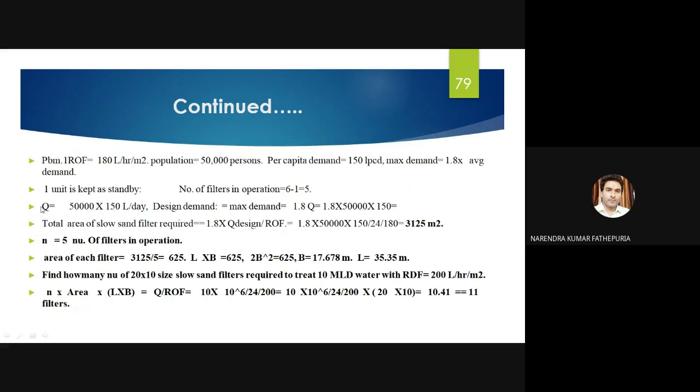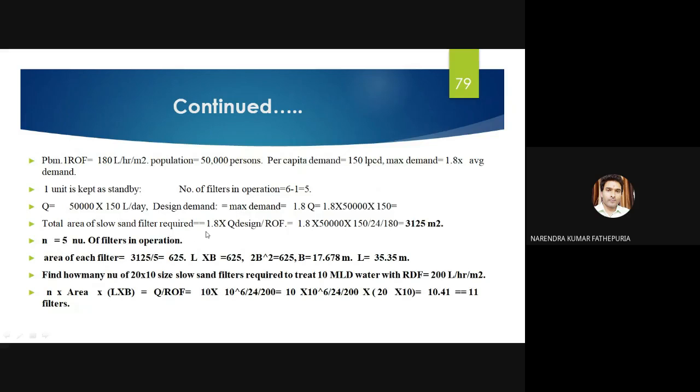So first you will determine the total quantity of water that is to be treated. So population multiplied with per capita demand, 50,000 multiplied with 150 liter per day. You will convert into meter cube per second. You will get a flow rate. Design demand: wherever you are going to design a water treatment plant, you have to design on maximum conditions. So maximum demand is equal to 1.8, 180% of the total water demand that you got. So 1.8 multiplied with Q, 1.8 into 50,000 into 150. You will solve it. You will get the answer for the maximum demand.